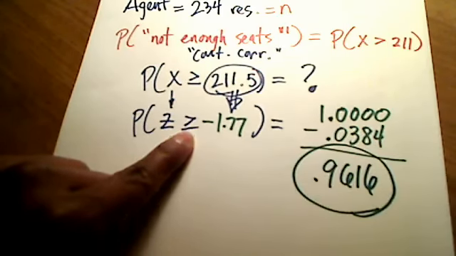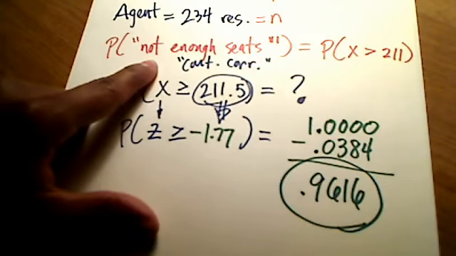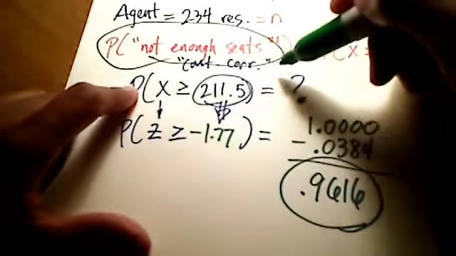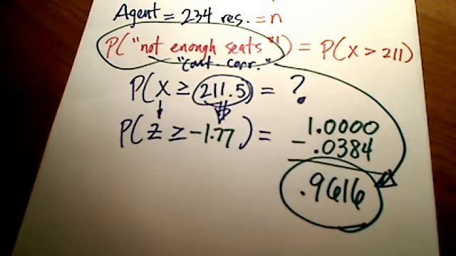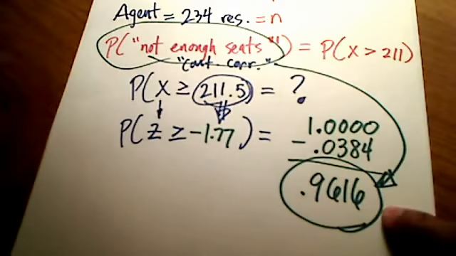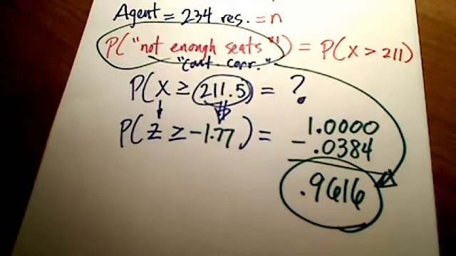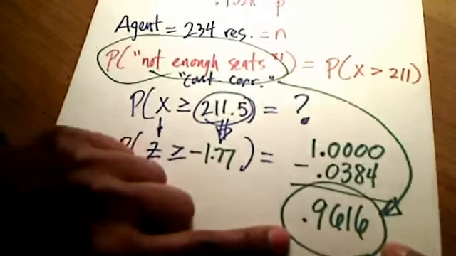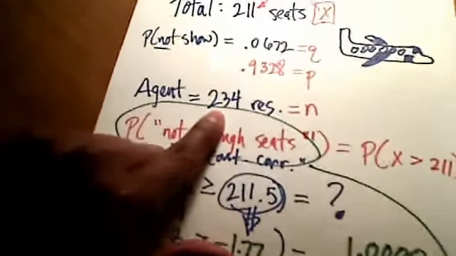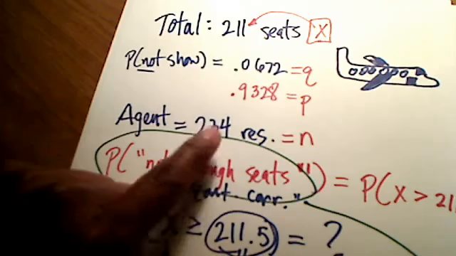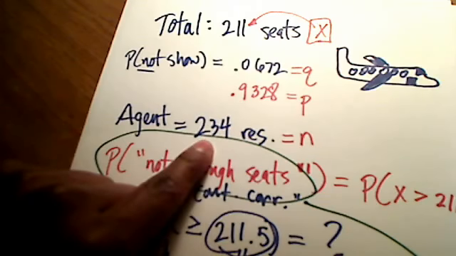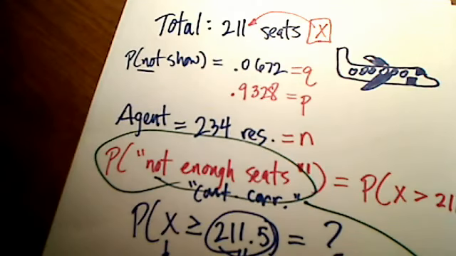That's what I'm going to enter as my probability of not having enough seats, which is what we were asked for: 0.9616. Now that's a pretty high probability. If that probability was 5% or less, 0.05 or less, then I'm not concerned about overbooking at all. But that's a pretty high probability. I think this ticket agent was a little overzealous trying to make the big buck and definitely overbooked this flight. The overbooking is definitely a concern for this problem.